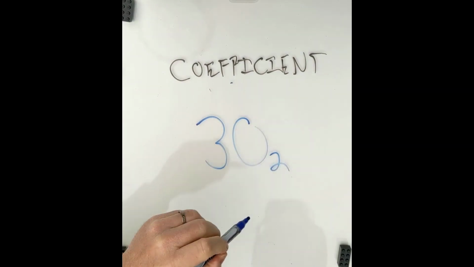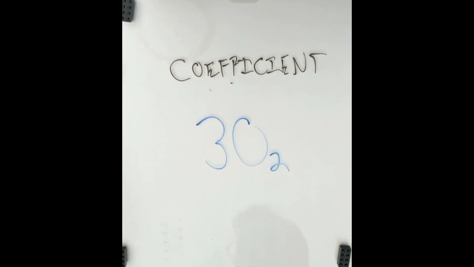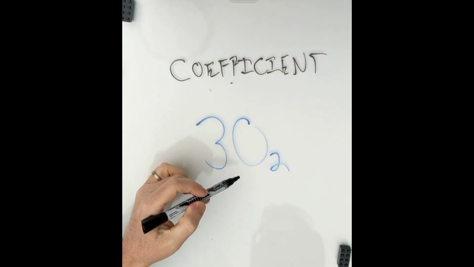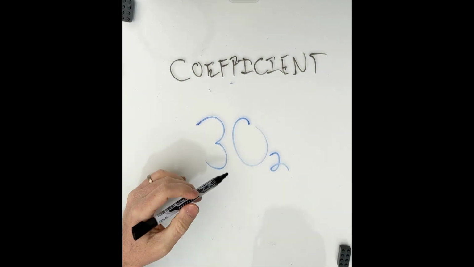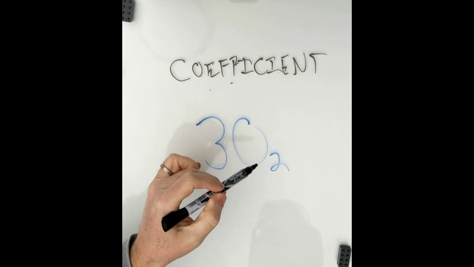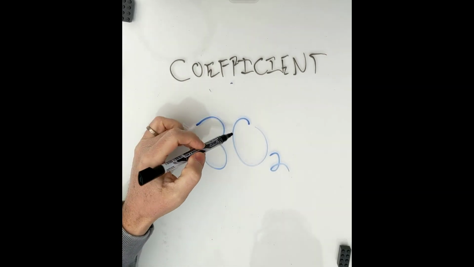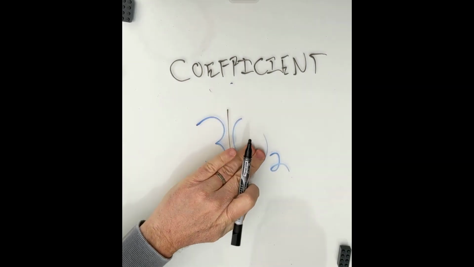Sometimes a molecule only has one element. There's only one capital letter. This might be a little confusing. This is 3O2. It's not 32. It's 3, and this is oxygen.